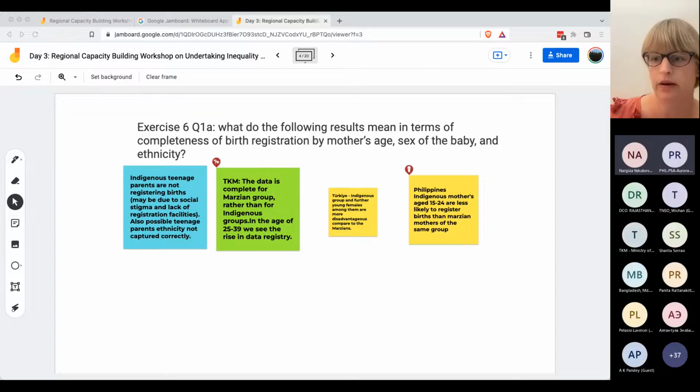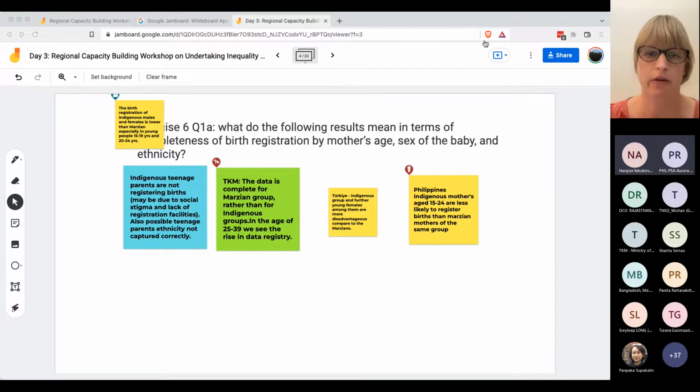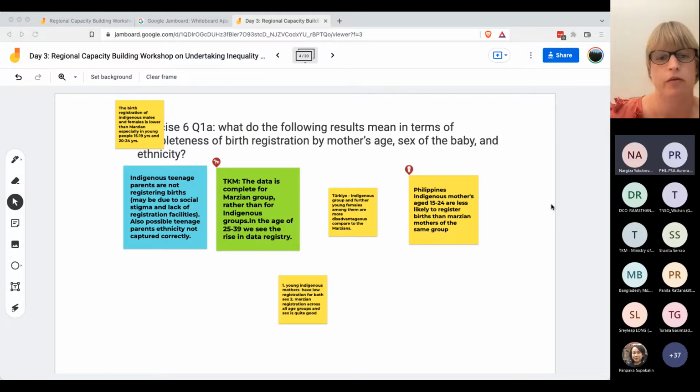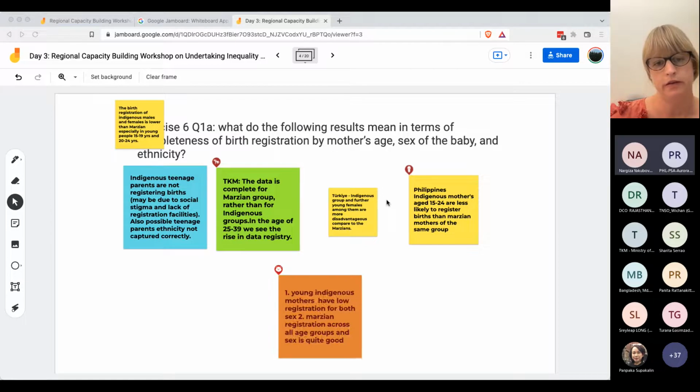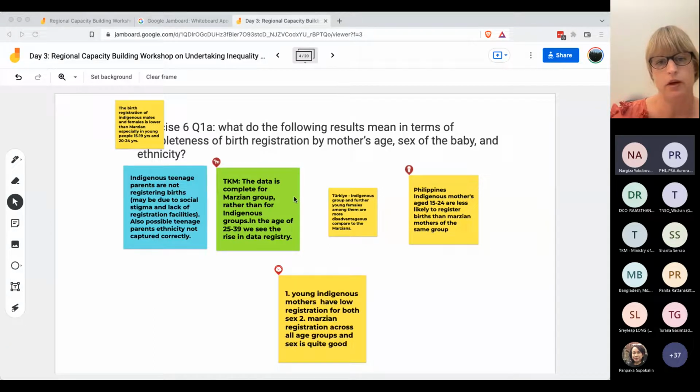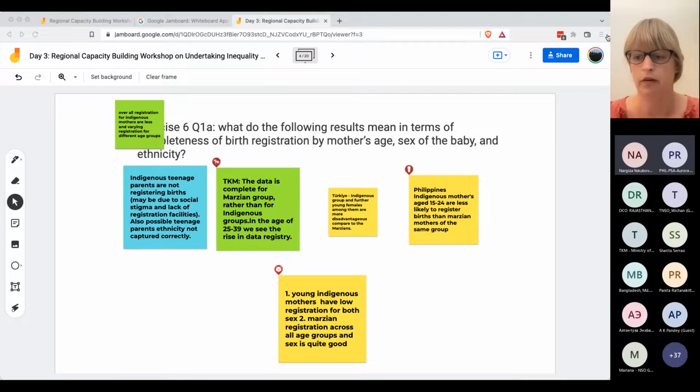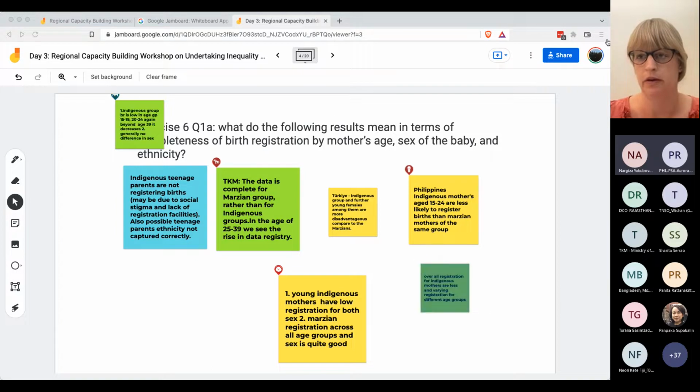Colleagues, while you're having a think about what the data means, I've also created a quick poll, which is something I was hoping you would also be thinking about. When you look at this data, is there a sex differential in registration? Do you think males are more likely to be registered than females? The poll is in the chat, and it should have popped up here as well. Yes, no, I don't know. When you look at the data, do you see any kind of sex differential? I'll give you maybe 1 minute to respond and we can discuss.